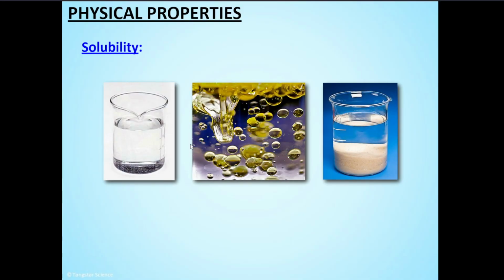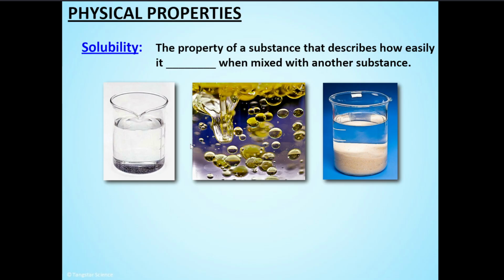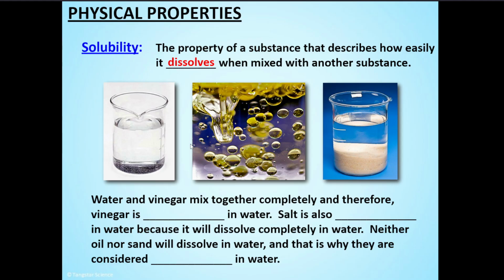Next property we're going to talk about is solubility. We briefly talked about this in the first unit when we talked about salt and water and salt dissolving in water. So solubility describes how easily a substance dissolves when mixed with another substance. So vinegar is soluble in water. All right, salt is also soluble in water, but oil and sand are not soluble, or insoluble, in water.